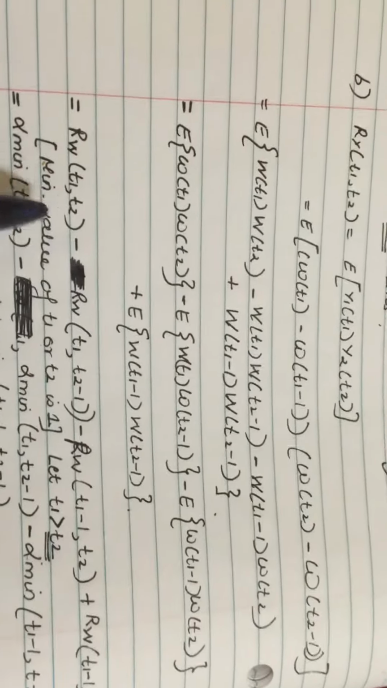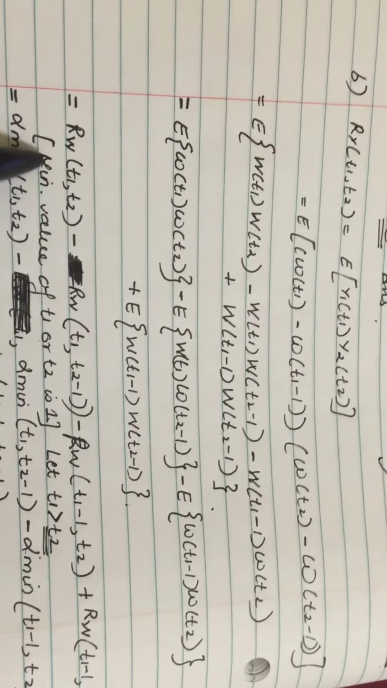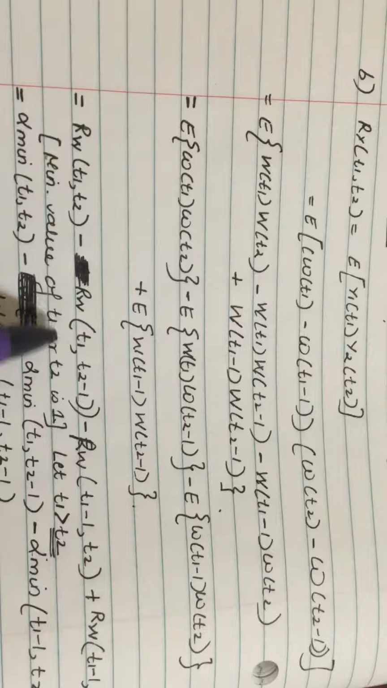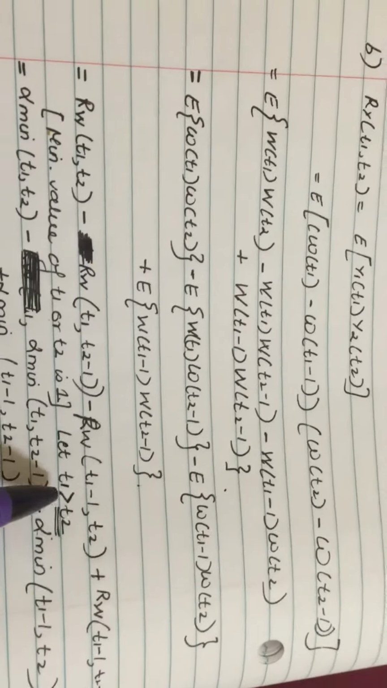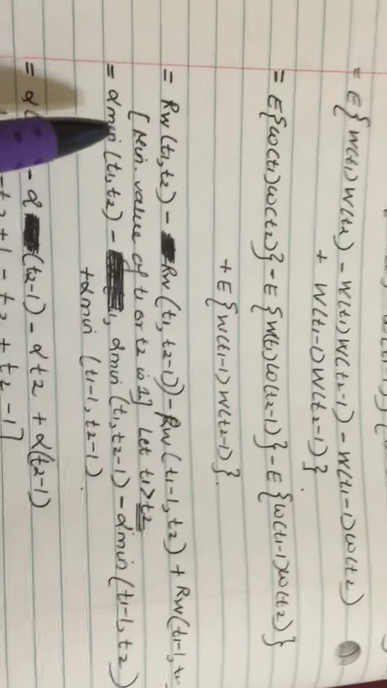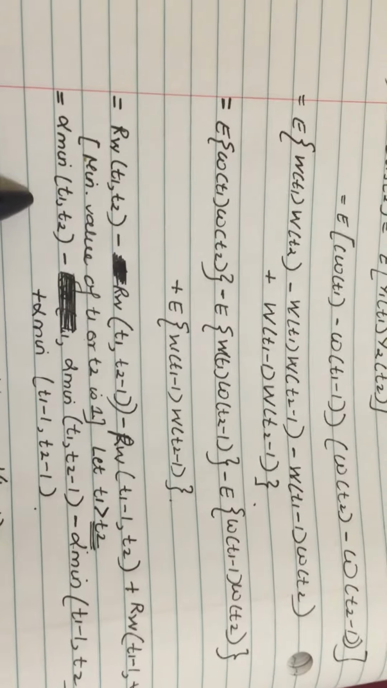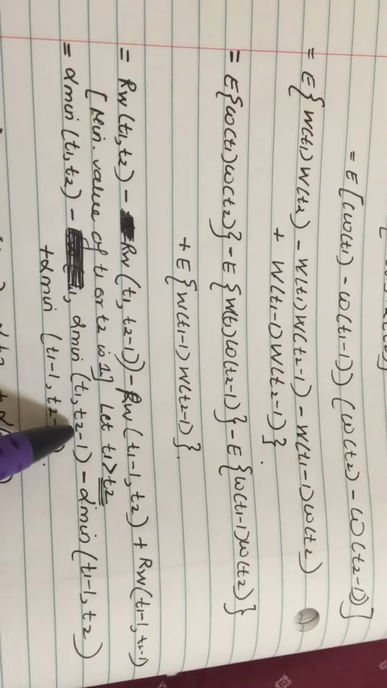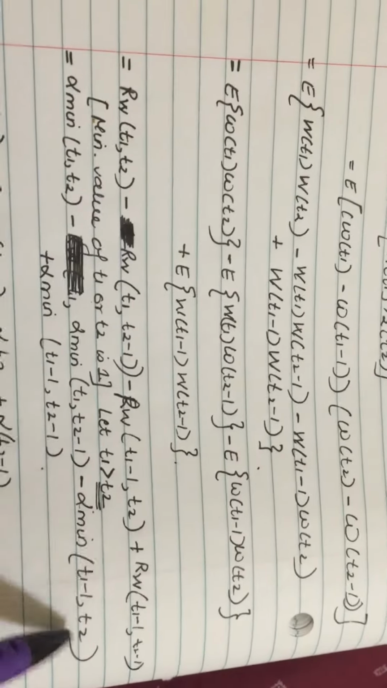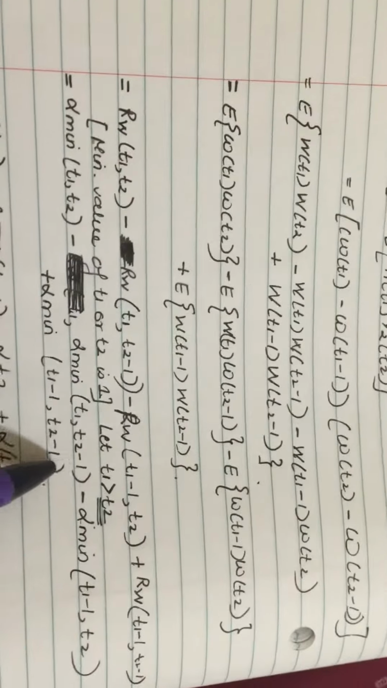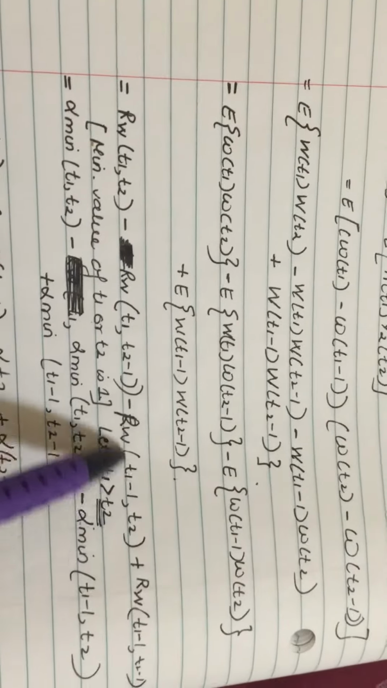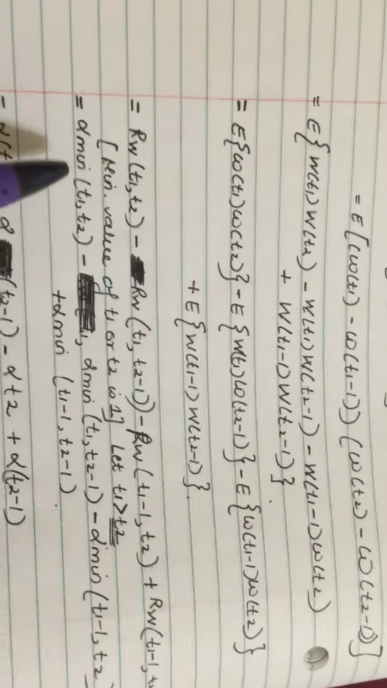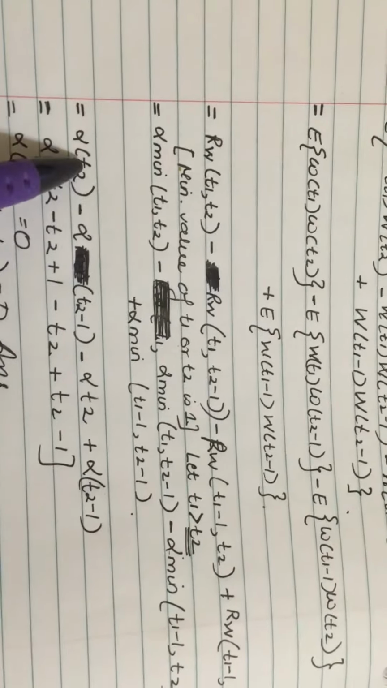So like I said, we have to keep in mind that the minimum value for t is going to be 1. So the minimum value for t1 or t2 should also be 1. And we consider that t1 is greater than t2. So once you open up the brackets in such a way that you know that R_W(t1, t2) is alpha min(t1, t2), you're going to get alpha min(t1, t2) minus alpha min(t1, t2 minus 1) minus alpha min(t1 minus 1, t2) plus alpha min(t1 minus 1, t2 minus 1). So we are assuming that t1 is greater than t2, so of course alpha min(t1, t2) will be alpha t2, and then (t1, t2 minus 1).